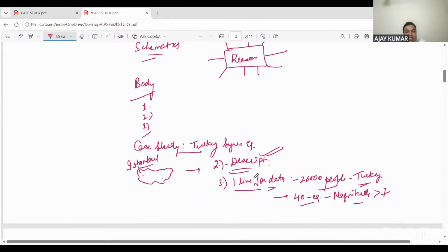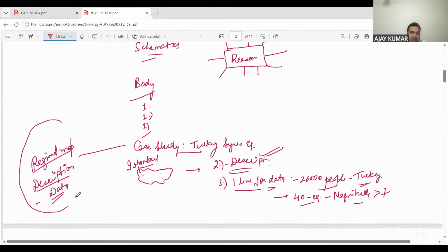Meaning the case study has to be finished in 2 to 3 lines. So 3 things that you need here. One is the regional map. ठीक है, then you need a small description about this earthquake, and the third one is the data. ठीक है, ये 3 चीजें याद रखनी हैं आपको.